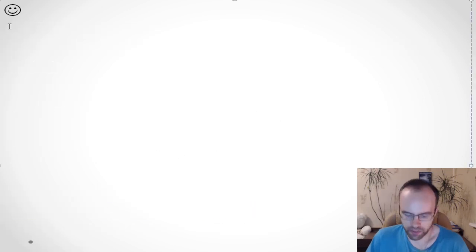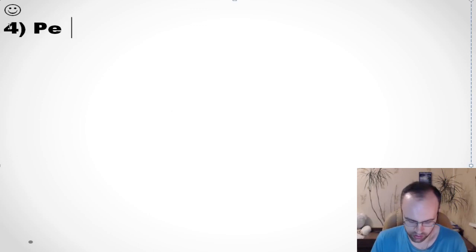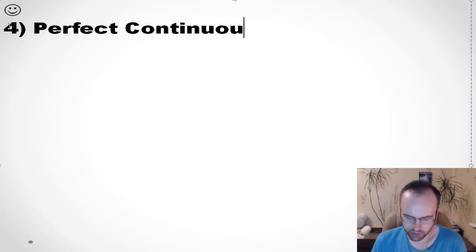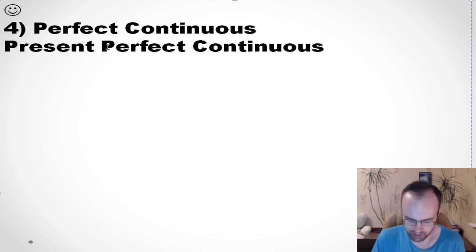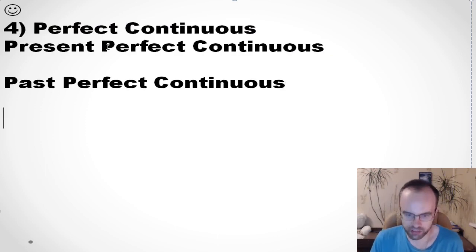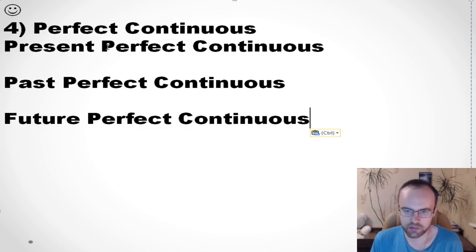And so there is one more group. It's the most difficult group, I would say. So it's present perfect continuous. Really, it's quite difficult. Past perfect continuous and future perfect continuous, okay?